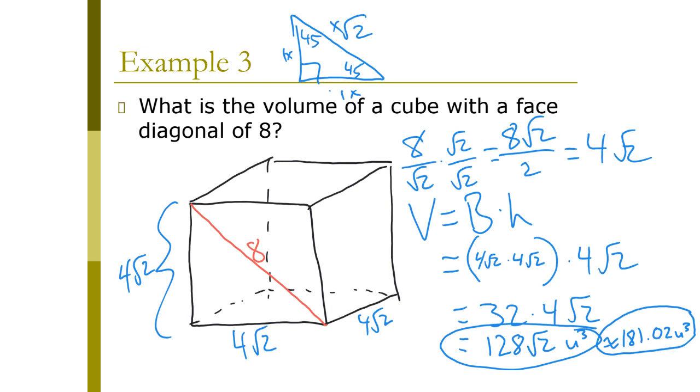Okay. Fantastic. That was fun. Brought back 45, 45, 90 triangles. As you can see, those special right triangles never go away. That's why they're so special.